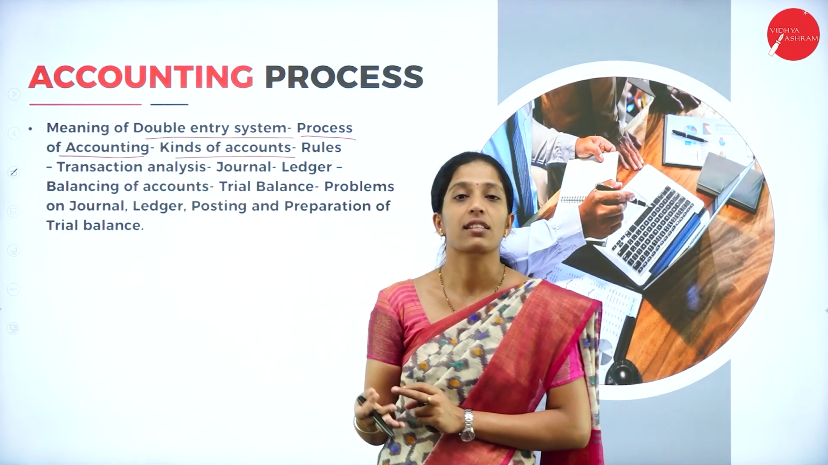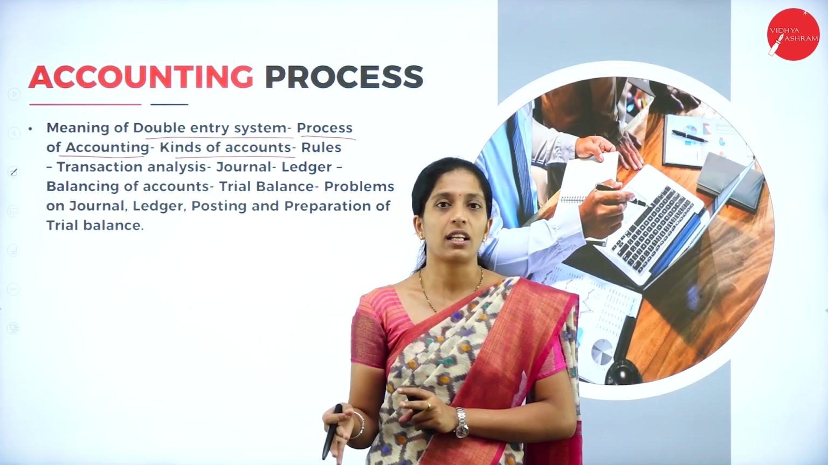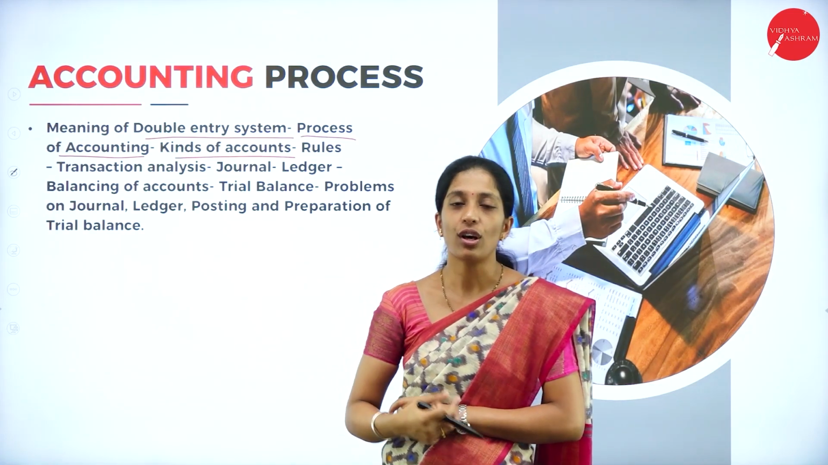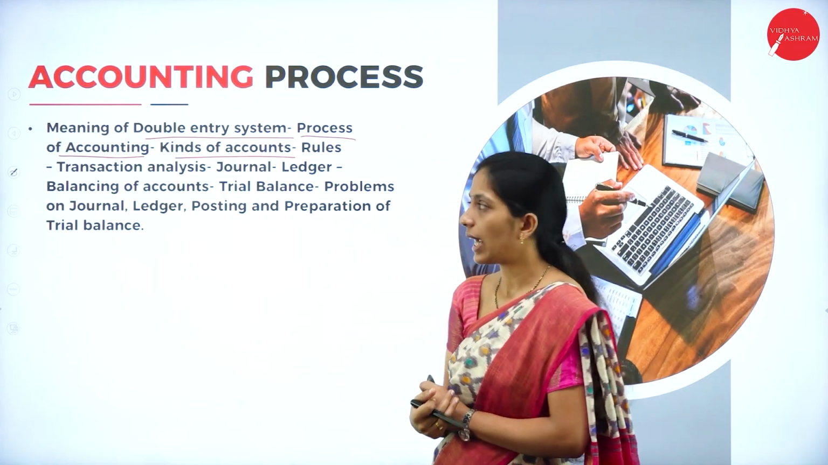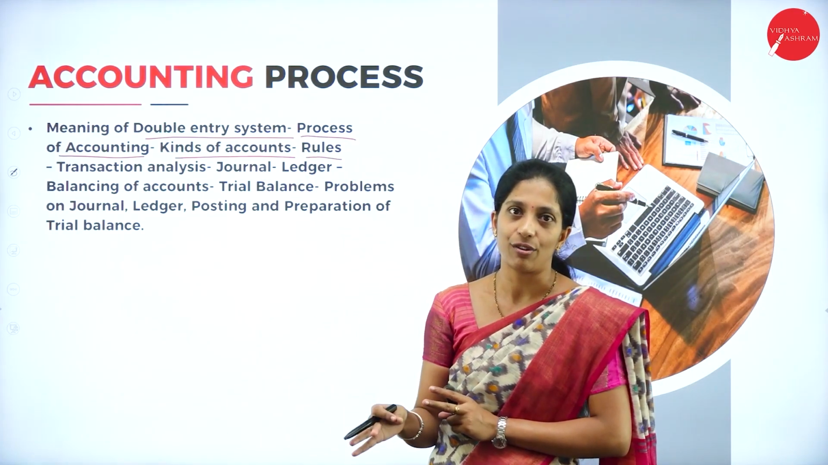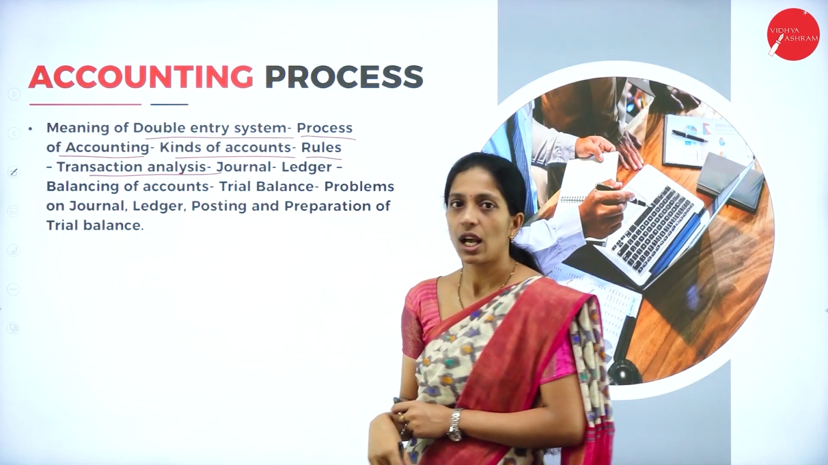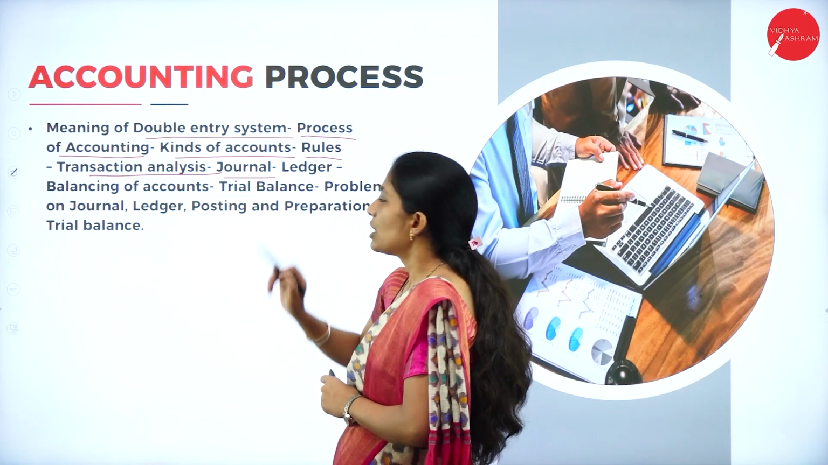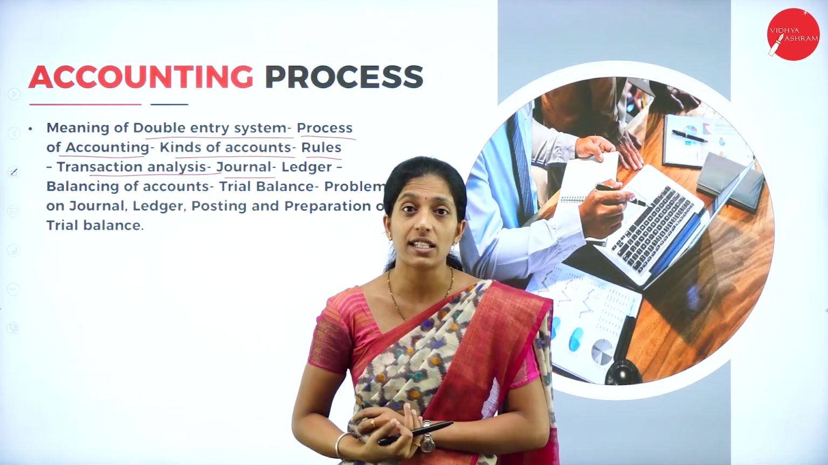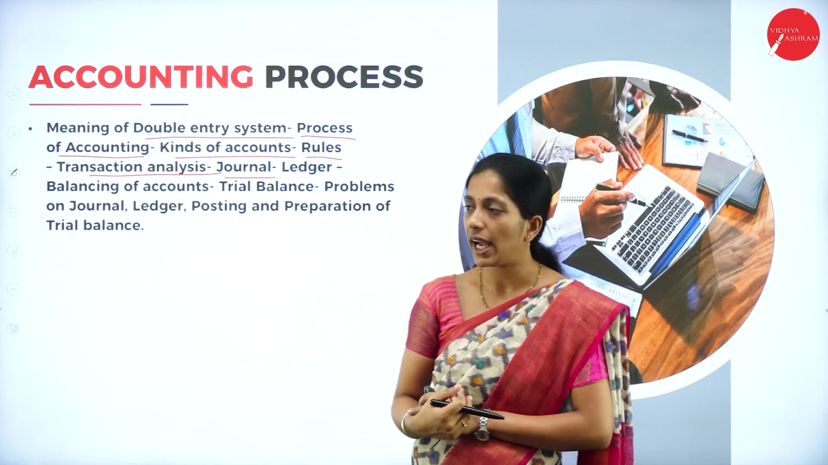What are the various kinds of accounts? There are a number of accounts like nominal account, personal account, and real account. There are golden rules for that also, that you will learn under kinds of accounts. Next, as I told you, the rules of these accounts, that is, the golden rules. Then you will learn about transaction analysis, where you will start with the journal. Your first recording of transactions in the books of account takes place in the journal. Journal is called the book of original entry.